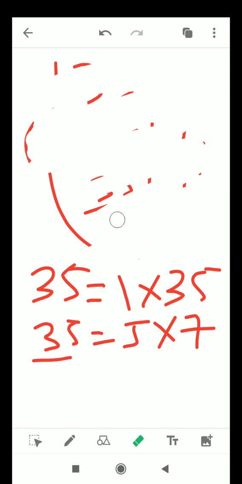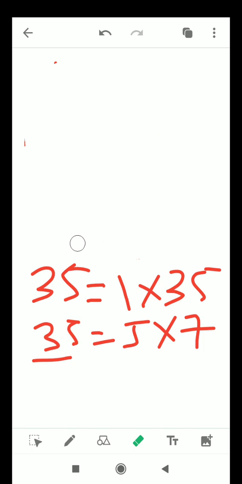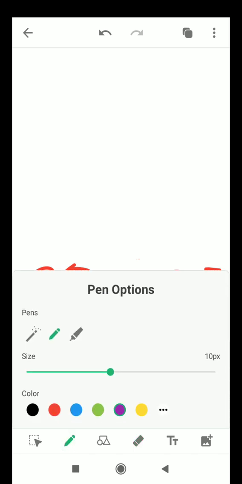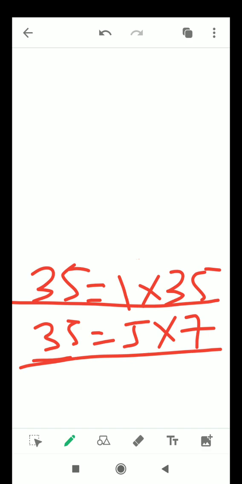So one minute. The first expression was what? 35 equal to 1 into 35. The second expression is what? These are all the expressions. This is one expression, this is another expression, and to go with another expression, we have to go for another divisor or another factor.